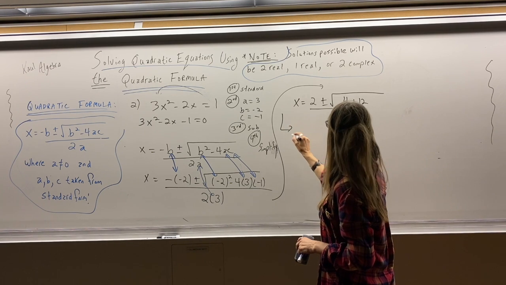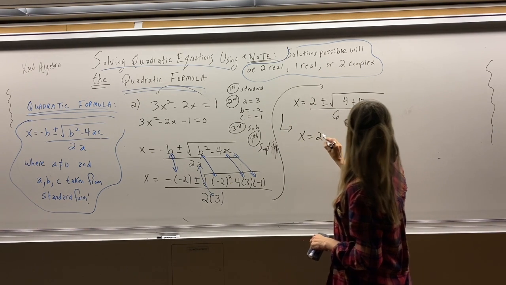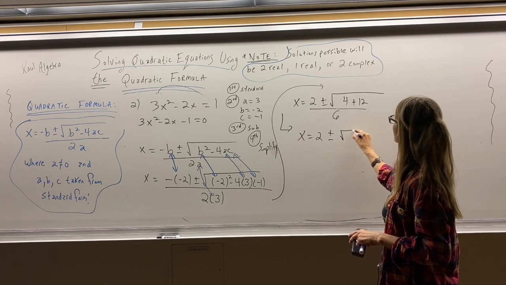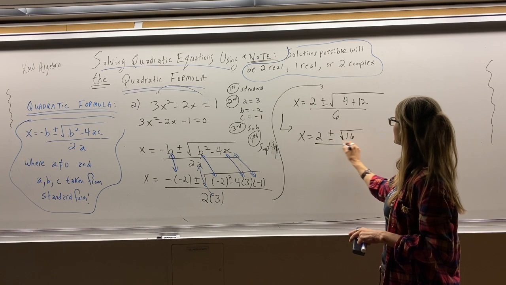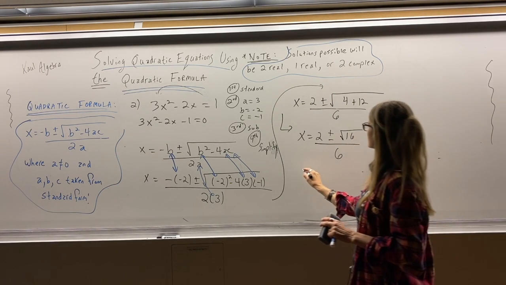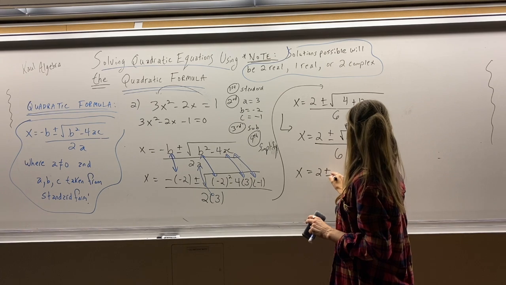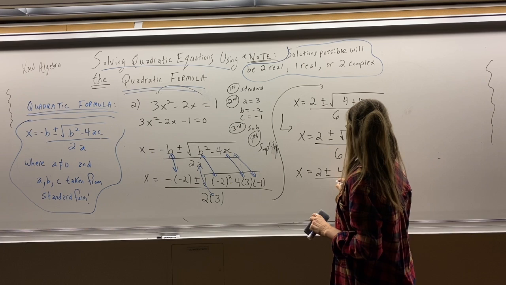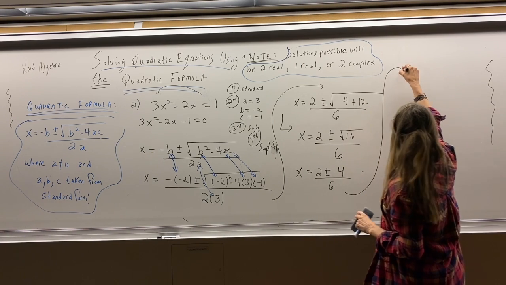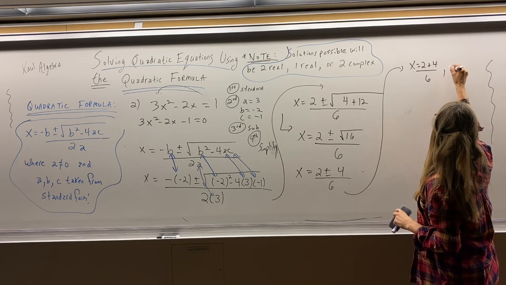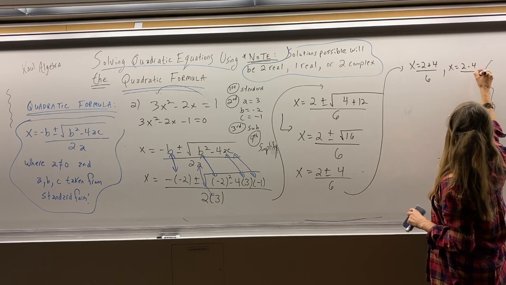Next step is, we know we can simplify this further, so you're never done simplifying until you get it as simple as can be. Lucky for me, I could take the square root of 16, and the square root of 16 is 4. So now I have my 2 solutions again. x equals 2 plus 4 over 6, and x equals 2 minus 4 over 6.